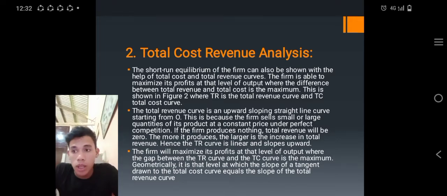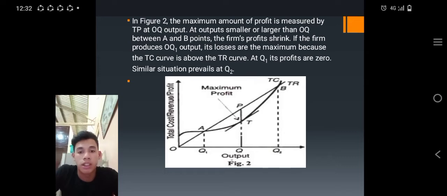The firm will maximize its profits at that level of output where the gap between the TR curve and TC curve is the maximum geometrically. It is the level at which the slope of the tangent drawn to the total cost curve equals the slope of the total revenue curve. So in this example in figure 2, the maximum amount of profit is measured by TP at OQ output. At outputs smaller or larger than OQ, between points A and B, the firm's profits shrink. If the firm produces below Q1, its losses are maximum because the TC curve is above the TR curve. At Q1, its profits are zero. A similar situation prevails at Q2. So this is the example of figure 2.